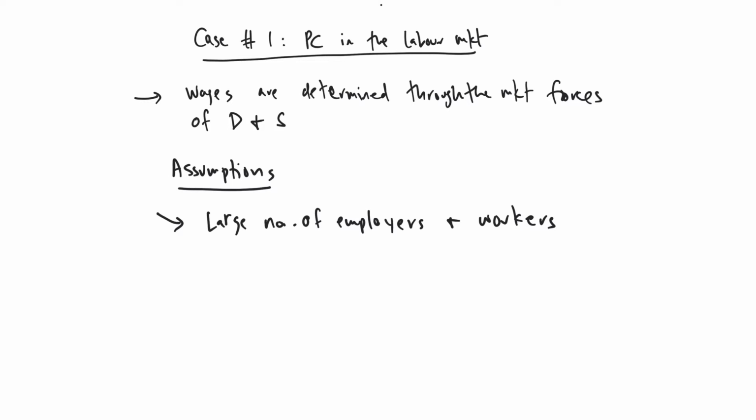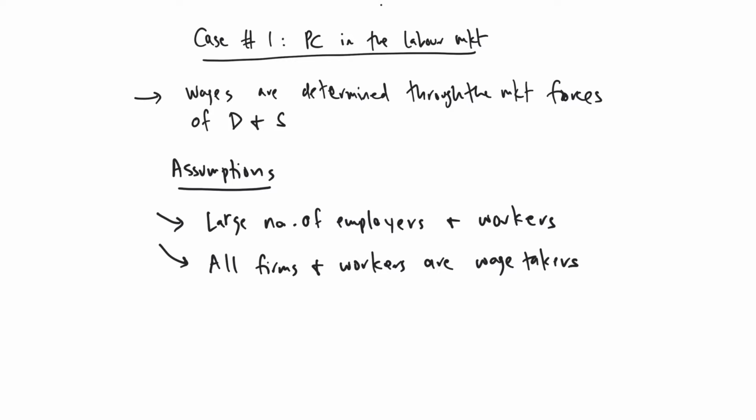That's why the second assumption is that all firms and workers are wage takers. Being a wage taker, no one has any economic power to affect wages. Whatever the wages are from the market forces of demand and supply, that will be the wage. There will be no one with the market power to determine the wages. That's a key assumption for a perfectly competitive labor market.